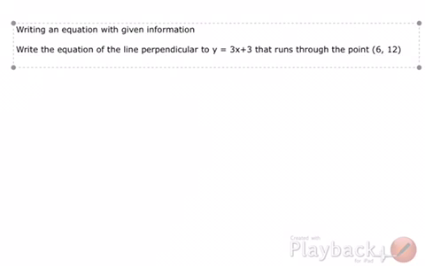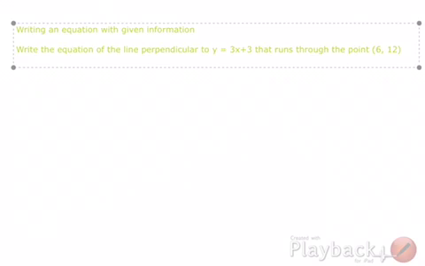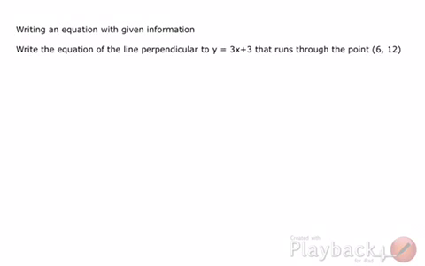Okay, here we go. I'd like you to identify the given information in this problem, and I'd like you to try to create the equation. So we have a line perpendicular to y = 3x + 3, runs through the point (6, 12). Remember what we just learned about perpendicular lines.